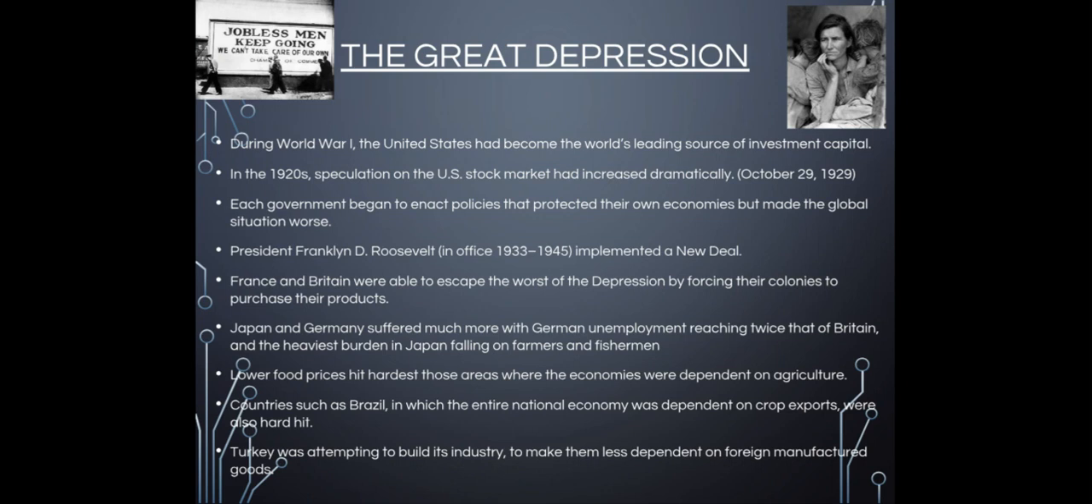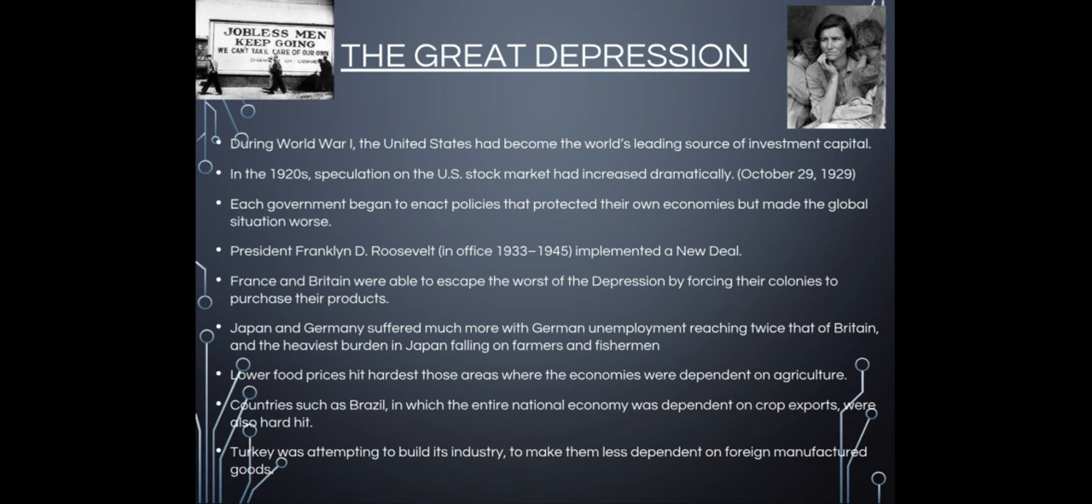And naturally, that trickled down and it ruined the lives of the people who gave their money to the banks. Throughout the world, governments enacted policies that protected their own economies, but it made the global situation a lot worse. In the US, when the collapse occurred, there was a chain reaction. Consumers cut their purchases, companies laid off workers, small farms failed, there was a massive drought. Not that that was a direct correlation, but that happened too. That would be called the Dust Bowl.